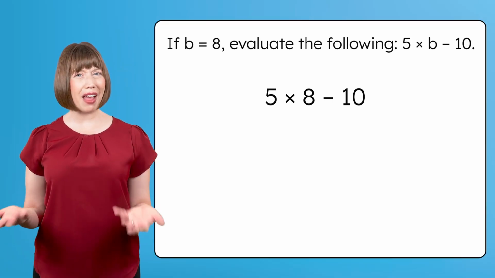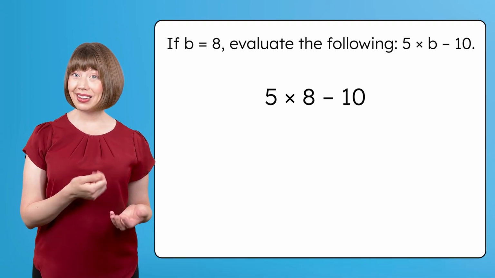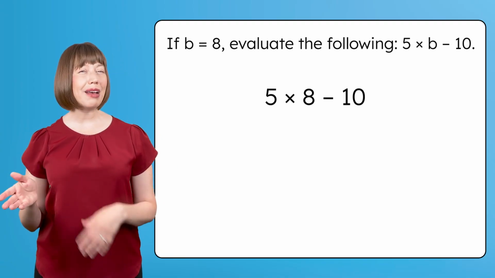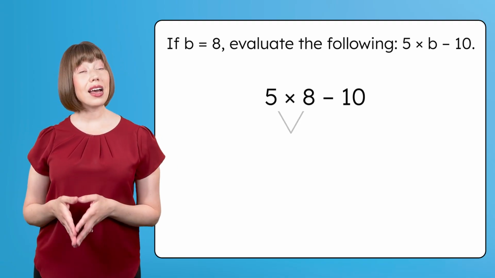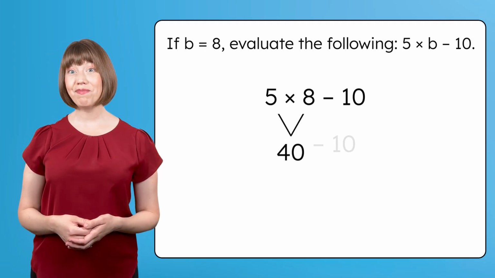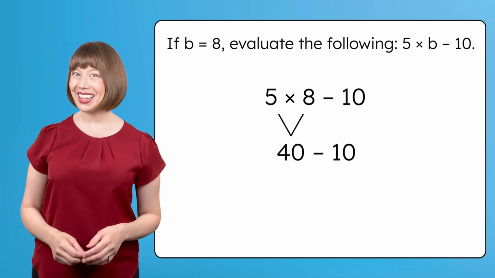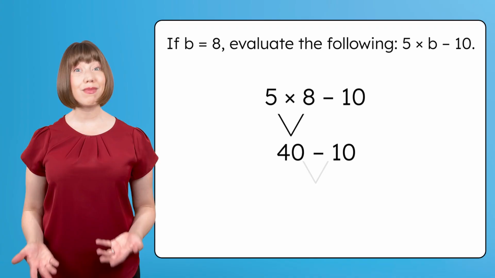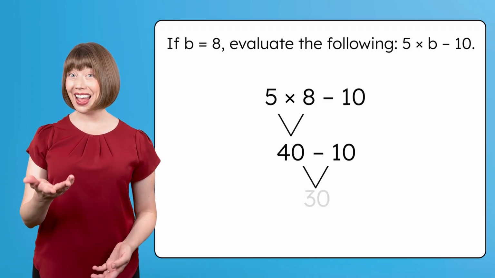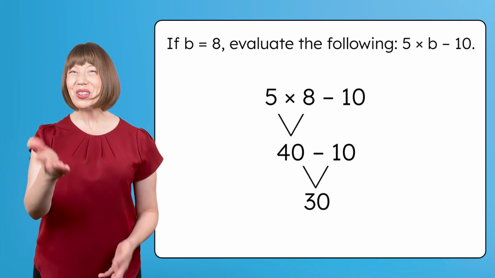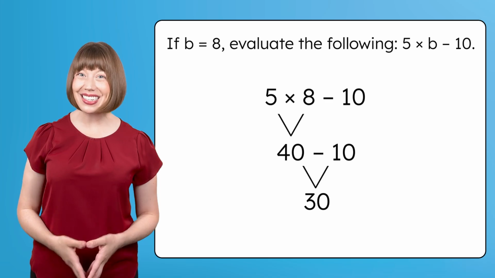So, what is the value of this expression? Working from left to right, 5 times 8 is 40. Bring down the minus 10. Then take 40 minus 10 to get 30. You're on the right track to complete today's challenge. Let's solve one more example before attempting the challenge.